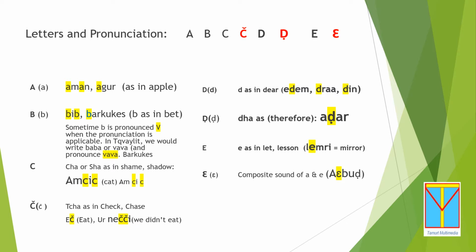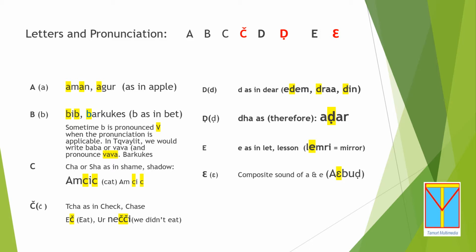Letters and pronunciation. A, B, C, Č, D, Ḍ, E, and Ɛ. A as in amen, agur, same thing as in apple. B, bib, berkukus, B as in bet. Sometimes B is pronounced V when the pronunciation is applicable. In Taqbaylit, we would write BA or VA and pronounce Vava in both. Similarly, we say Verkukus, but we write it Berkukus.